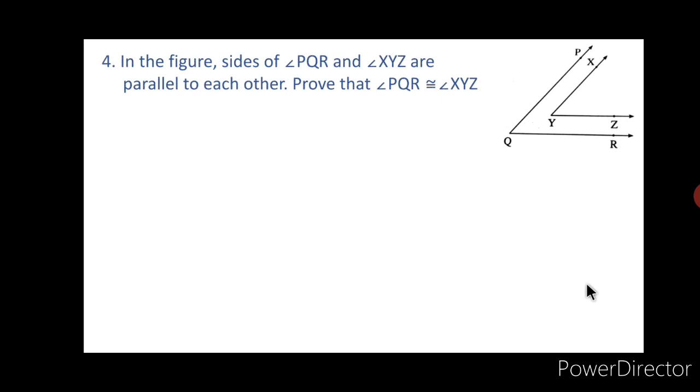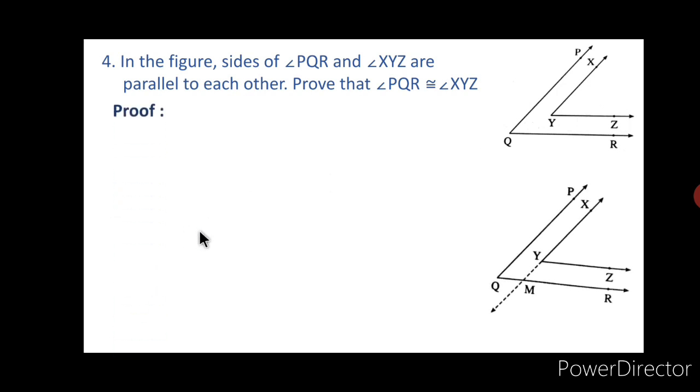Next example is, in the figure, the sides of angle PQR and angle XYZ are parallel to each other. It means that PQ is parallel to XY and QR is parallel to YZ. Then we have to prove angle PQR congruent to angle XYZ.